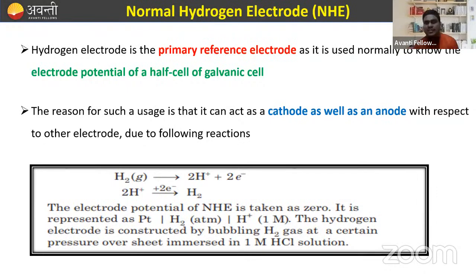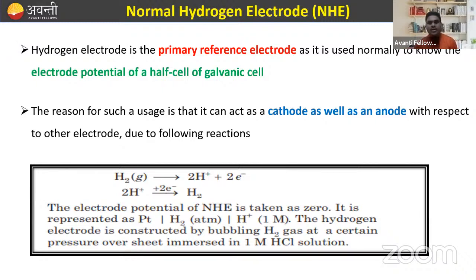The first one that we use is the normal hydrogen electrode, also known as NHE. The hydrogen electrode is the primary reference electrode, as it is used normally to know the electrode potential of a half cell of the galvanic cell. The reason for such use is that it can act as a cathode as well as an anode with respect to the other electrode.